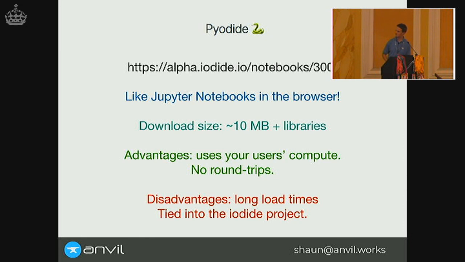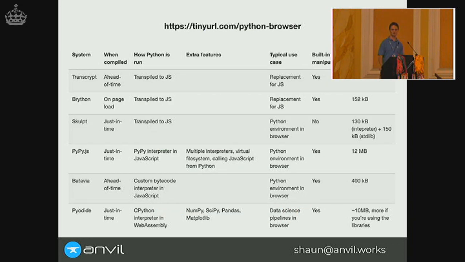And as far as I know, it's tied into the Iodide project. So if you wanted to use the interpreter for something else, it's open source, so you'd have to fork it and try to hack out the actual interpreter. So this concludes our tour. I hope you've enjoyed it.